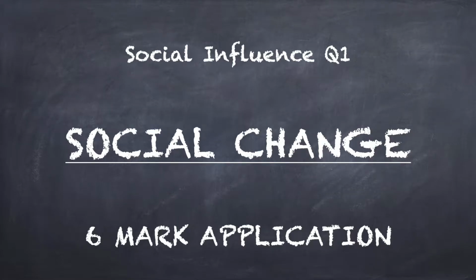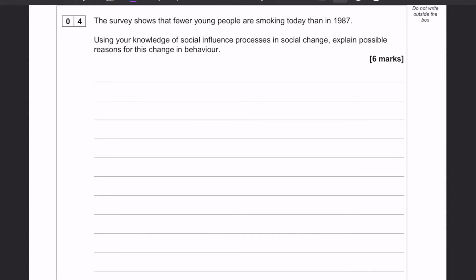Okay guys, so this is Social Influence question 1, and it is a 6-mark application question on minority influence and social change. So as you can see, the question asks you to talk about why less people smoke now than they did in the late 80s, and to use your knowledge of social influence processes to do so.